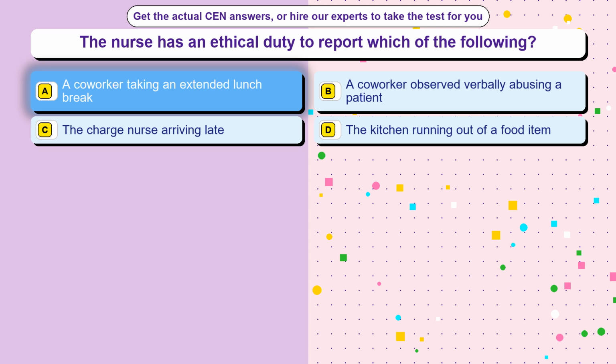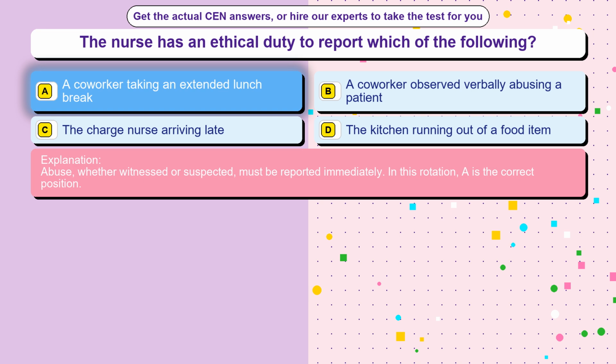The correct answer is option A. A coworker taking an extended lunch break. Abuse, whether witnessed or suspected, must be reported immediately. In this rotation, A is the correct position.